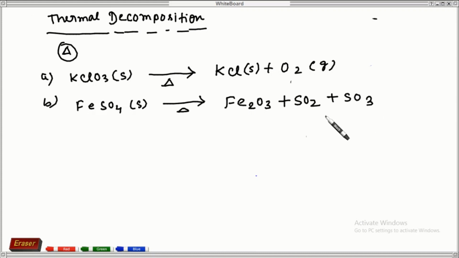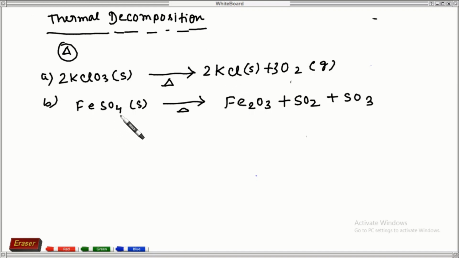Now, are these two reactions balanced? Let's check. Here you can see 3 oxygen on the reactant side, 2 oxygen on the product side. That means no. So make it balanced. Put 2 here. If you put 2 here, you can see 2 potassium, 2 chlorine, and 6 oxygen. Now make it the same. So if you put 2 in front of KCl and 3 in front of O2, it will be balanced because you have right now 6 oxygen, 2 potassium, 2 chlorine.